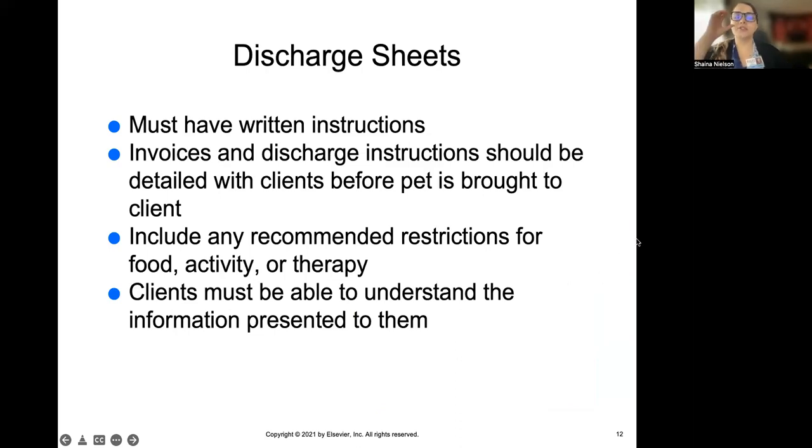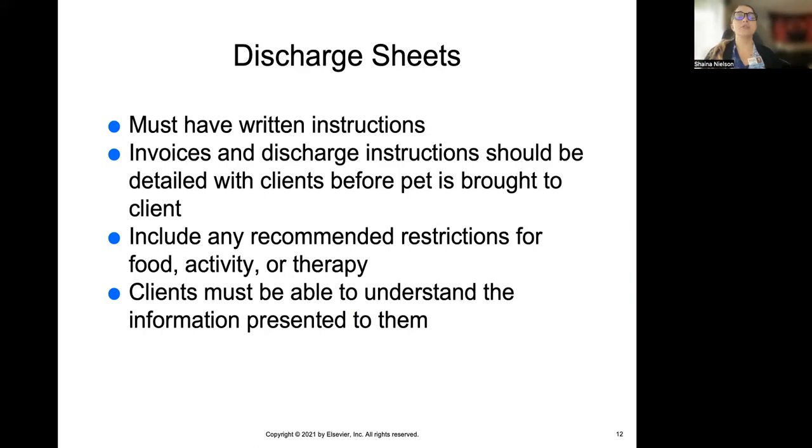This ties into having those discharge sheets that we're going to be giving to our clients. So this is those written instructions. They can be typed or handwritten for the client to follow as they bring their patient home. So we will also attach the invoice to this, and it's going to be a fully detailed invoice and discharge instructions that the client will have access to before and while they're being discharged. Now, these discharge instructions, they're going to include a lot of information. We're talking about restrictions mostly. So recommended restrictions for things like food, activity, or even therapy that they need to be doing.